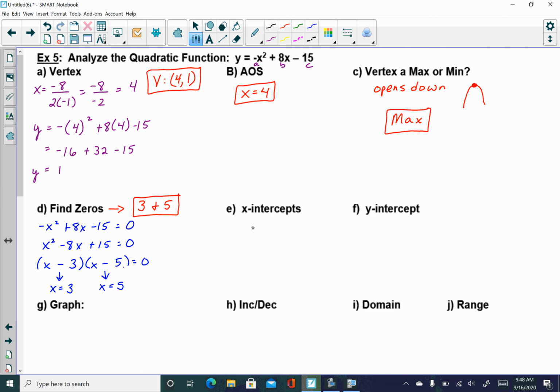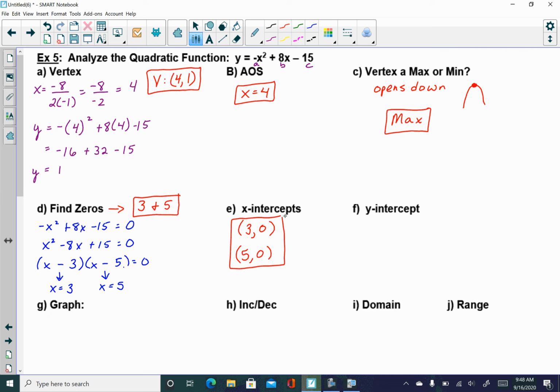Now the next piece says, well, what are your x-intercepts? Well, hopefully you recall from a previous lesson that x-intercepts and zeros essentially are referring to the same value. It's just how you report them. Zeros are just written as numbers, but x-intercepts are written as points. So I just need to take these two zeros here and write them as ordered pairs. So this would be the points (3, 0) and (5, 0). Those would be our two x-intercepts.